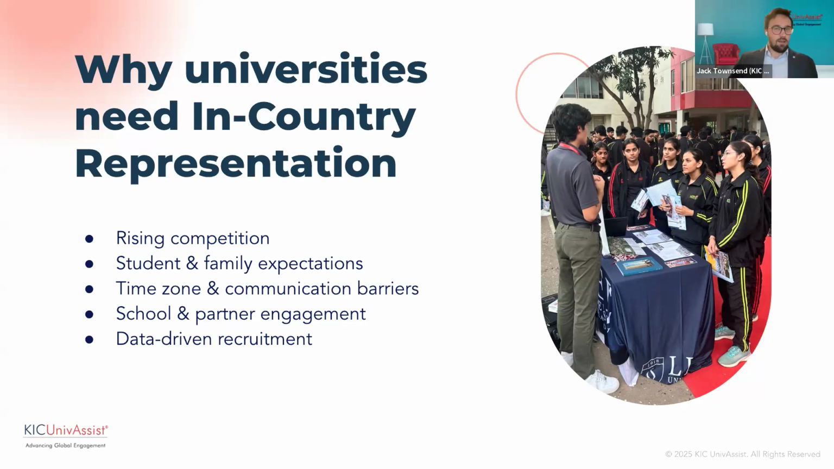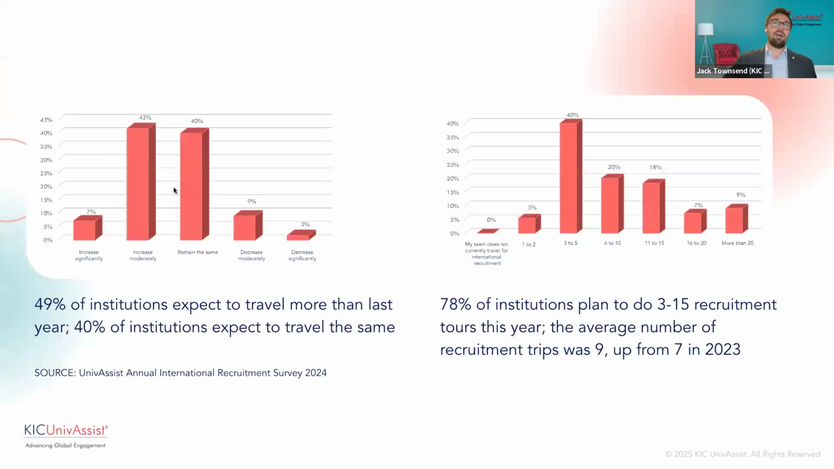Perfect, thank you. So if we move on to the next slide, which we will have already, yes, some of the data I mentioned: we found that 49% of institutions were expecting to travel more than they had the previous year. I know this is a little change in topic, going back a little bit, but I just wanted to allude to this data that we have. We also found that the number of trips that universities on average were planning was up to 9 from 7 the year before.